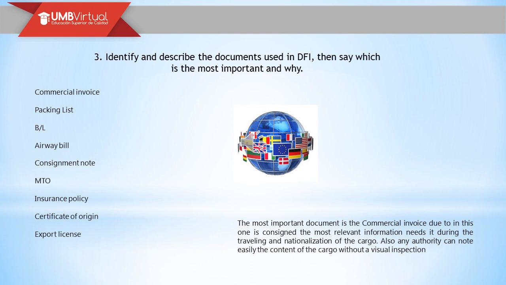Then is the MTO. This is a document, it's like a contract for the cargo transportation, and it is used only for multimodal transport. There is the insurance policy, which is the insurance document that accompanies the goods. The certificate of origin, which is the document that says which is the origin of the goods that are transported. And the license of export, which is the document that permits the exportation of the material that is being transported.